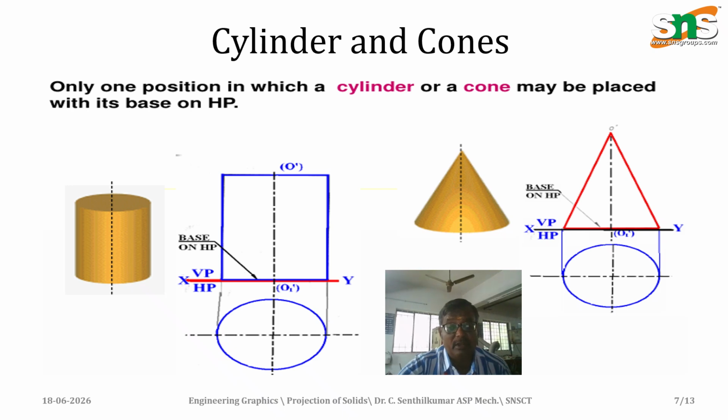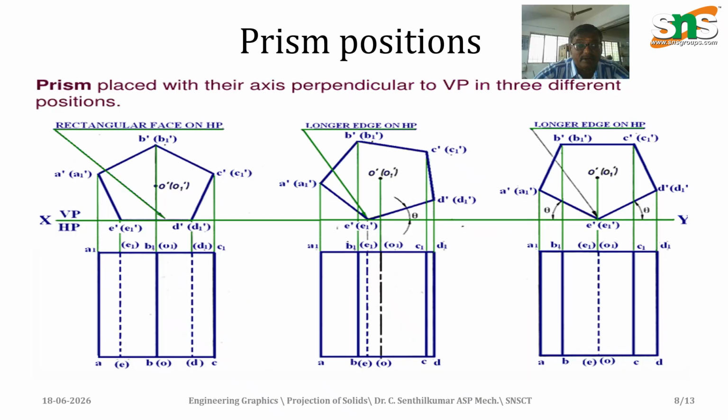Coming to the cone having the apex. As I said, when you see the top view, you will see the circular surface. That circular surface in the top view we first draw below the XY line, that is HP. Above the XY line, we draw the shape of the cone because the extreme ends are known. We project them and project up to the apex. So this is a cylinder and cone, a simple problem.